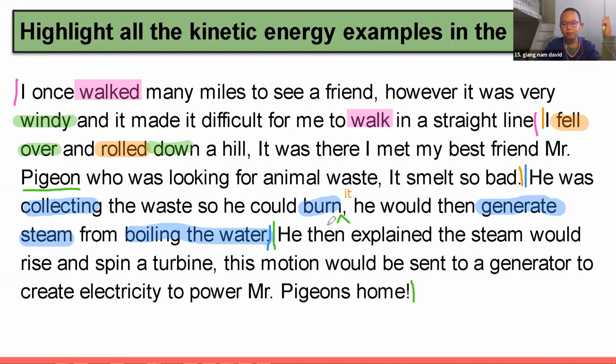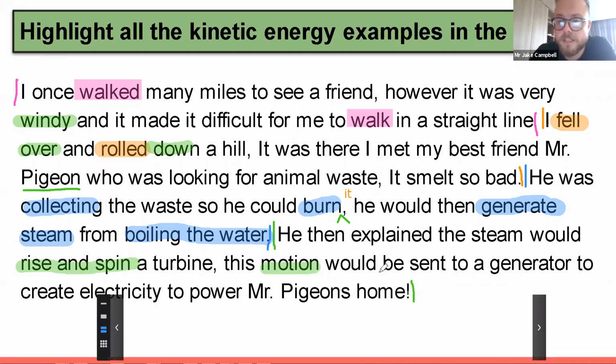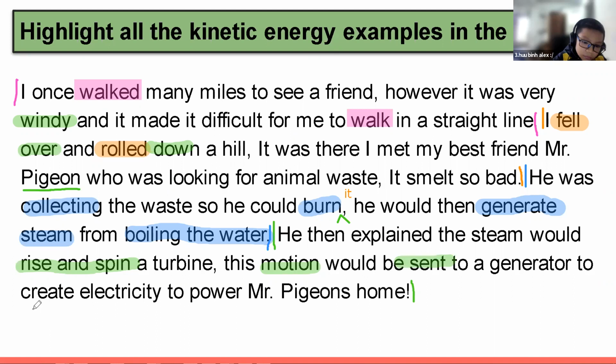Burning is thermal energy, not kinetic, even though it does rise, so I'll give you that. He would then generate steam. Yep, steam rising, good, from boiling the water. It does have motion, that's right. He then explained the steam would rise and spin a turbine. This motion would be sent to a generator. Sent, yeah. Creating electricity to power Mr. Pigeon's home. So class, it should look like that.